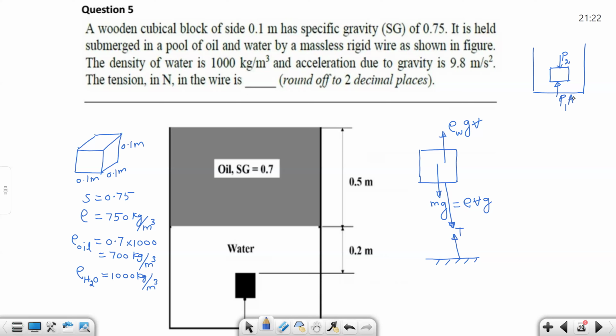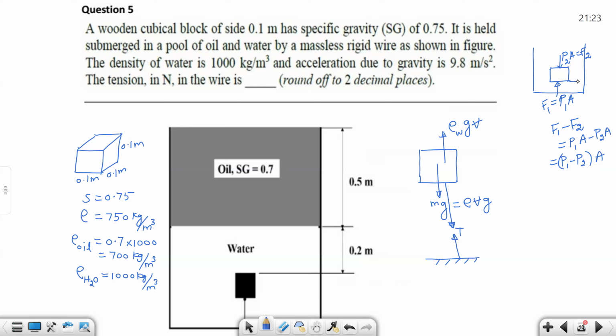Maybe the force is pressure into area, F2. So this difference is the upward force. F1 will be more, so F1 minus F2 is the upward force. So maybe P1 A minus P2 A. So here it is (P1 minus P2) into A.